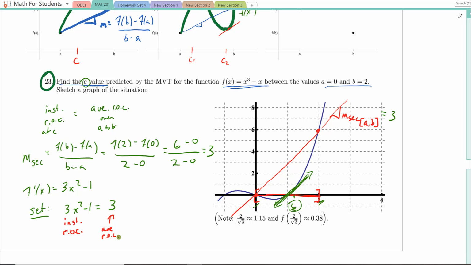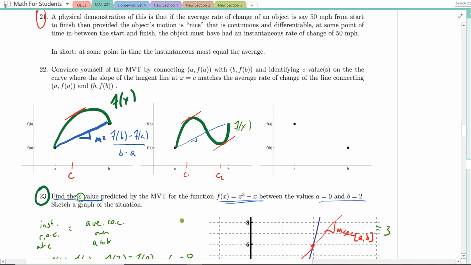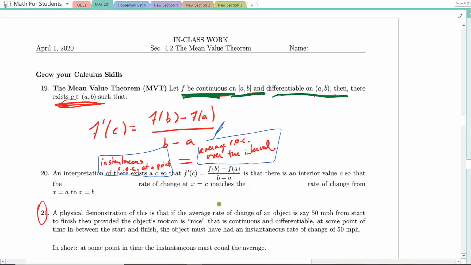Okay. Folks, everything I've done so far hasn't required us to use the mean value theorem. We've just kind of been setting up, but we could always find a derivative. We could always find the slope of the secant line. Where does the mean value theorem come into play?